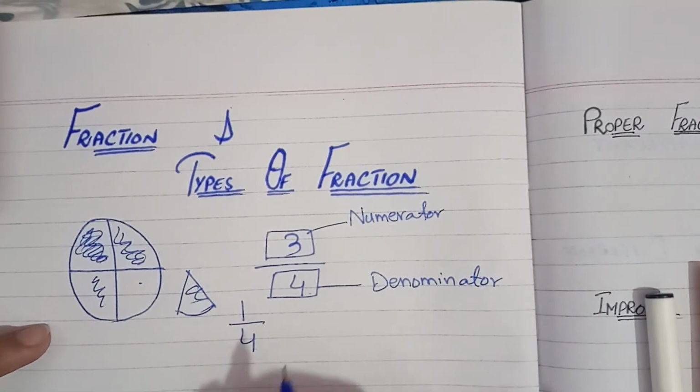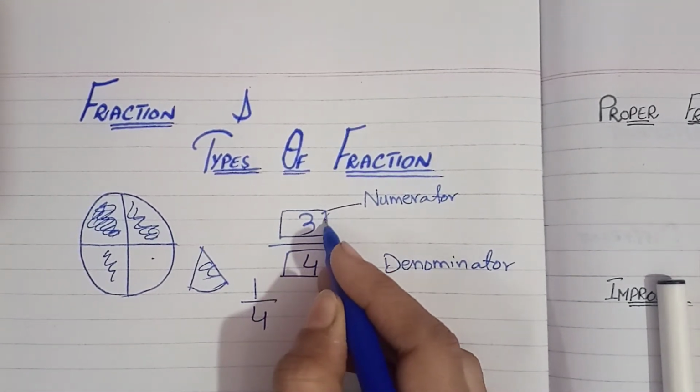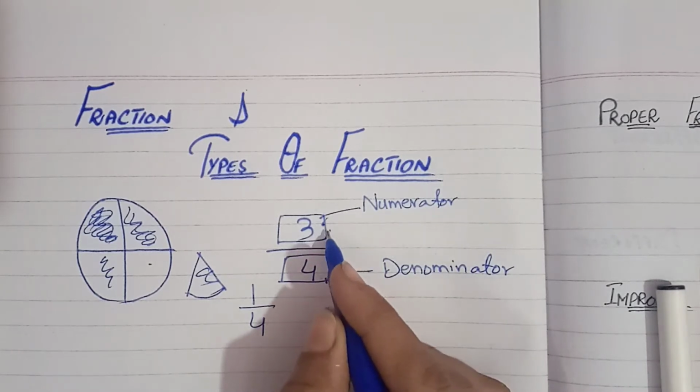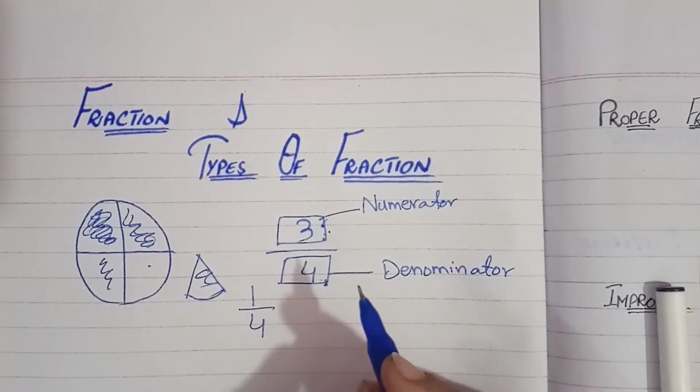Okay, remember this thing. This is called the numerator and the downward side is called the denominator. The numerator shows the part of something and the denominator shows the total parts of something.